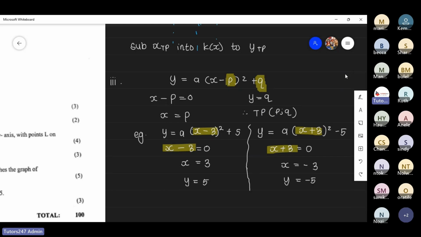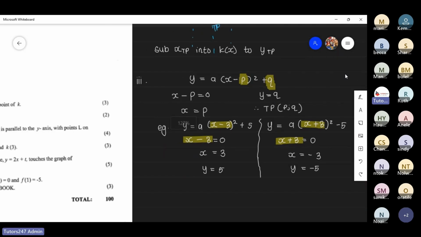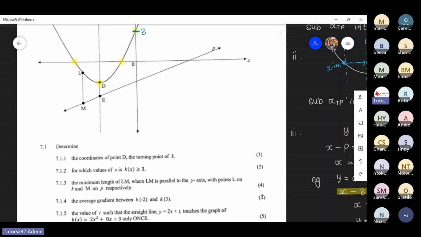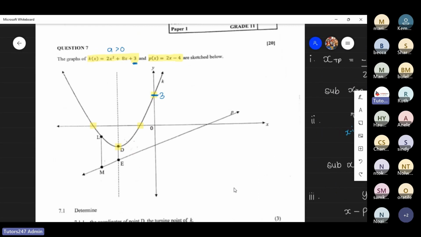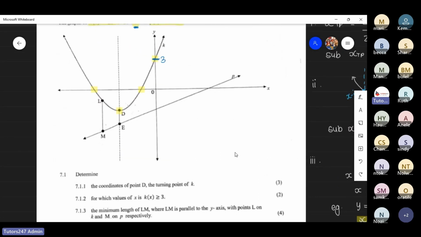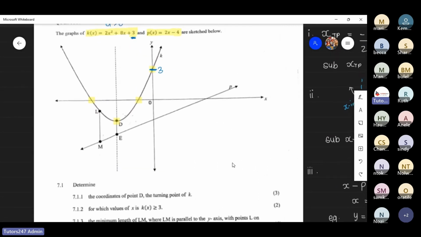Now, let's have a look if we can use method 3. So if you look at our equation that's given, we do not have an equation in the turning point form. Therefore, we cannot use method 3. You can if you want to. You'd have to complete squares and then transform it from a standard form into a turning point form, but that's time consuming and it's only 3 marks, so I wouldn't recommend doing that.